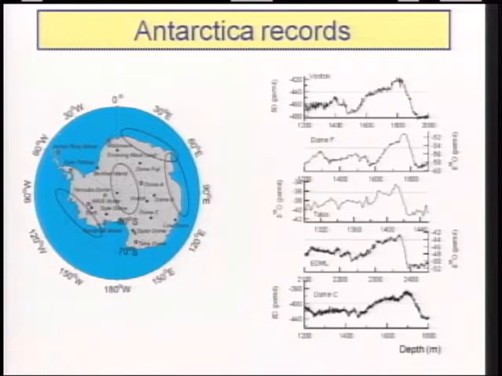This record from Vostok in East Antarctica was then confirmed by the Dome F record. So you see here almost the same pattern during 5e, and we find almost the same as well on the Dome C East Antarctica ice core. So for the plateau, we have exactly the same climate variation.